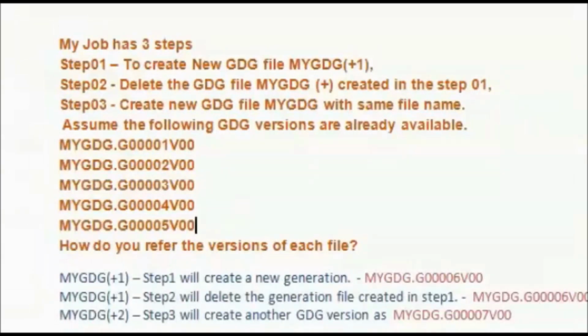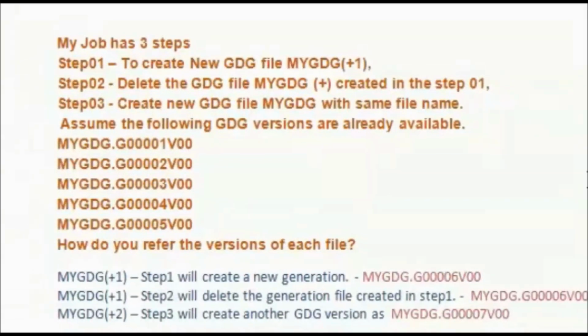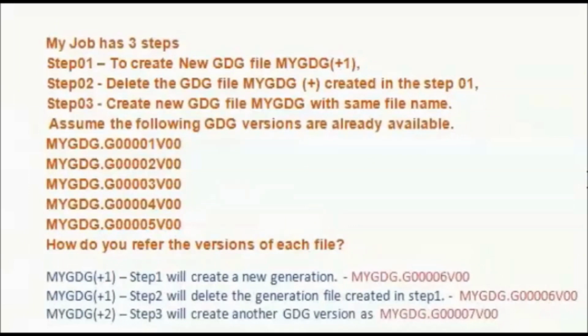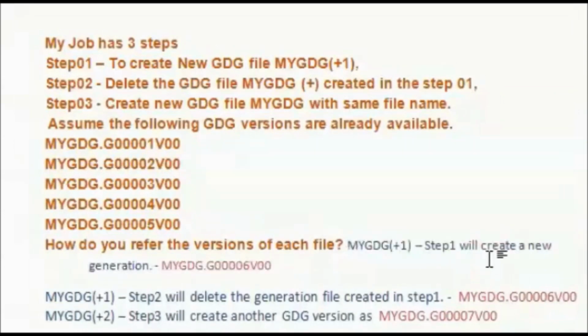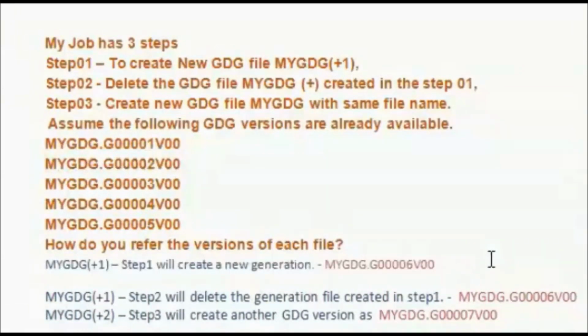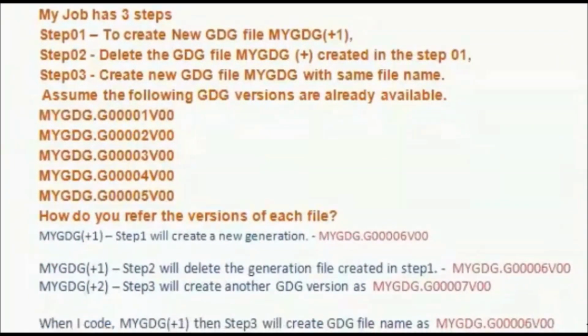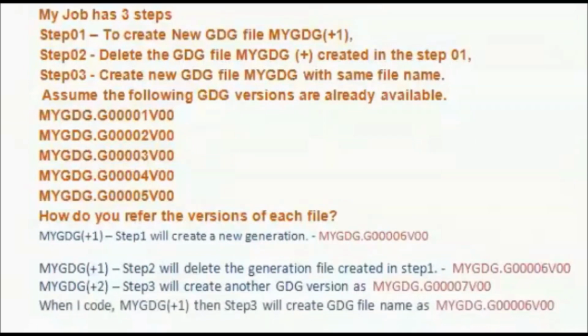In step 3, I will create another generation. When I code MYGDG(+2), then the new generation will be like this: MYGDG.G0007V00. When I code MYGDG(+1), then step 3 will create the GDG name as MYGDG.G0006V00.